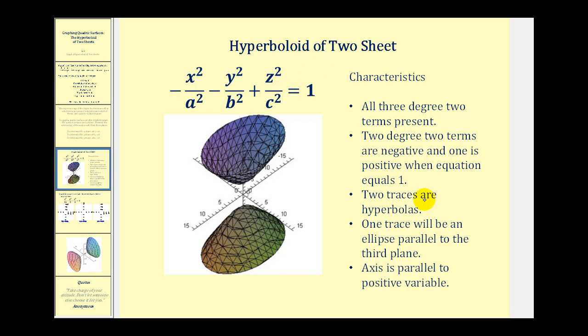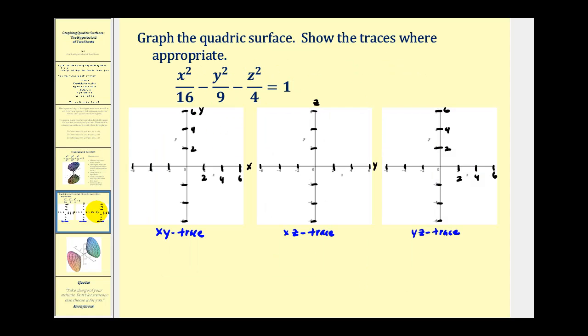Two of the traces will be hyperbolas, and one trace will be an ellipse that, if it's centered at the origin, will appear in a plane parallel to the xy plane. And then lastly, the axis will be parallel to the positive variable term. Here the axis is parallel to the z-axis, and notice the z term is positive. Let's go ahead and take a look at our example.